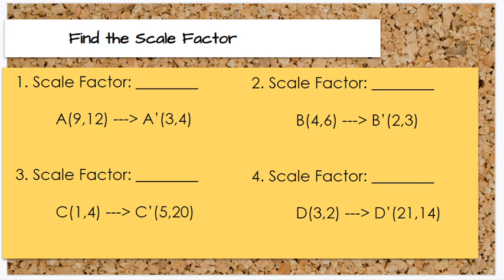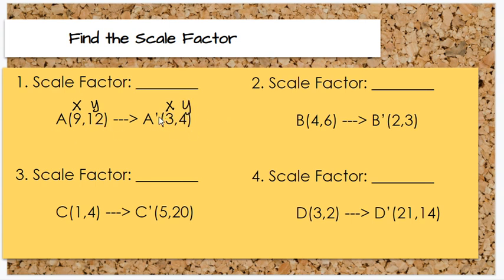All right, so let's see if we can tell what the scale factor is given an original point and then a new prime point. So we have the point 9, 12, and then it tells us that A prime is 3, 4. If we want to find the scale factor, we're going to take the original values that line up. So remember, this is your X value and this is your Y. This is your X value and this is your Y.